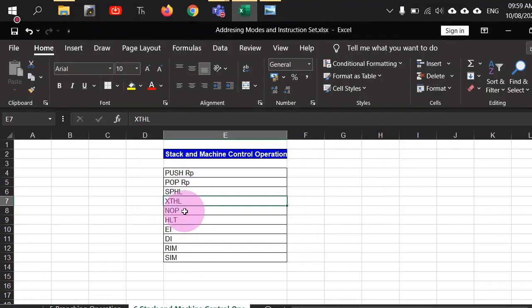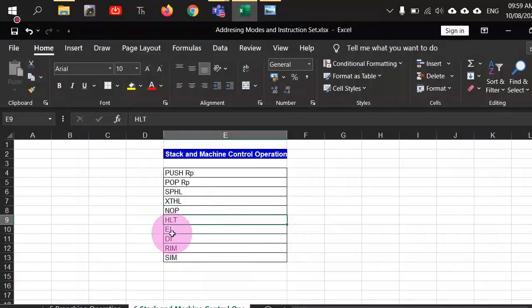Then there is an instruction NOP. It will not perform any operation. It is usually inserted in your programs to be able to increase the duration in which that program operates. Then there is a HLT operation. You're already aware of this.